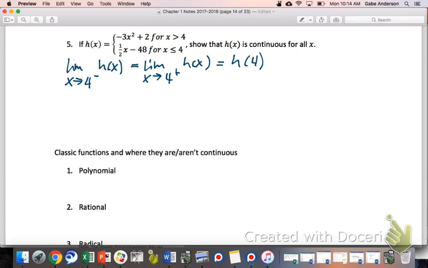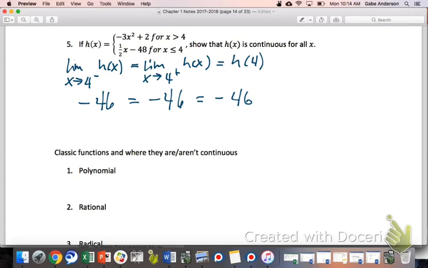Okay, so as you approach 4 from the left, that would be the line. And so, let's see here, half of 4 is 2, minus 48 is negative 46. And hopefully that equals the limit as x approaches 4 from the right, so that would be the parabola. So it's 16 times negative 3 is negative 48 plus 2. Looky there, it is negative 46. Which piece actually contains h of 4? Bottom piece, and we already know that that's negative 46.